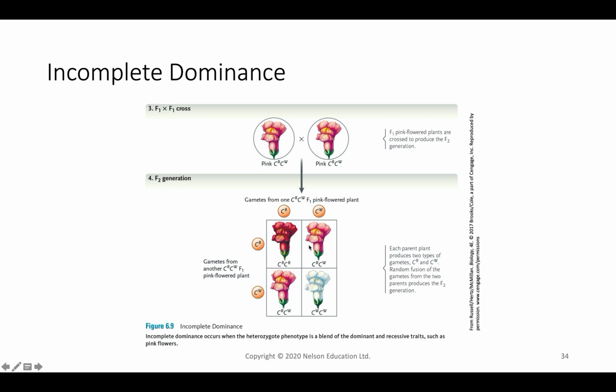So previously we saw that the genotypic ratios and the phenotypic ratios did not line up, but with incomplete dominance, they do. With incomplete dominance, we get a 1 to 2 to 1 ratio, which is the genotypic ratio, and that matches exactly with the phenotypic ratio. What I mean is that the phenotype of the heterozygote is distinct from the homozygous dominant and from the homozygous recessive.